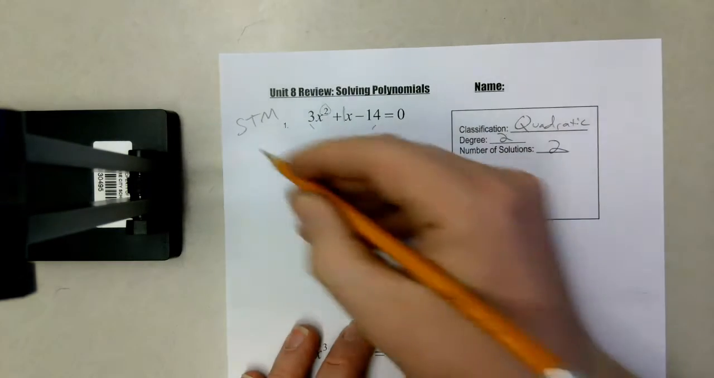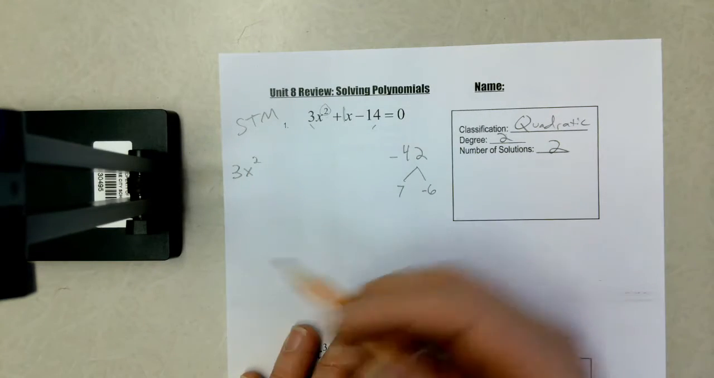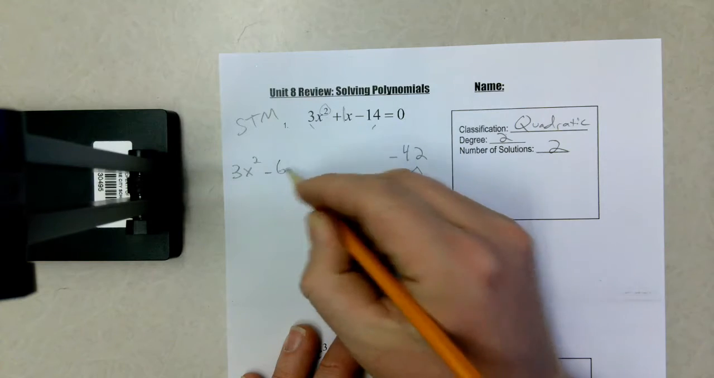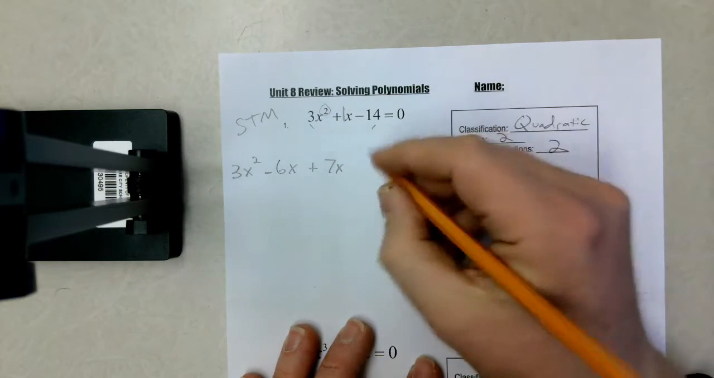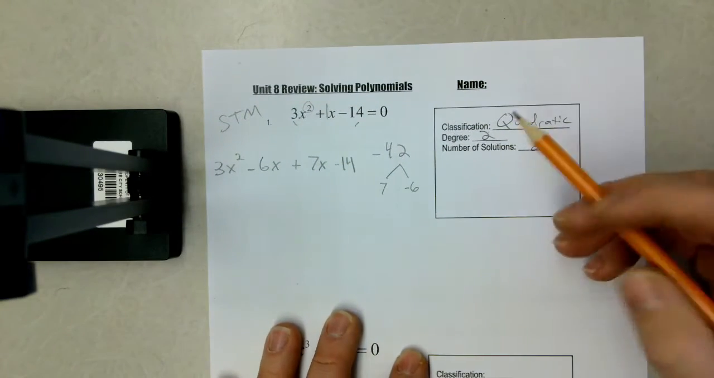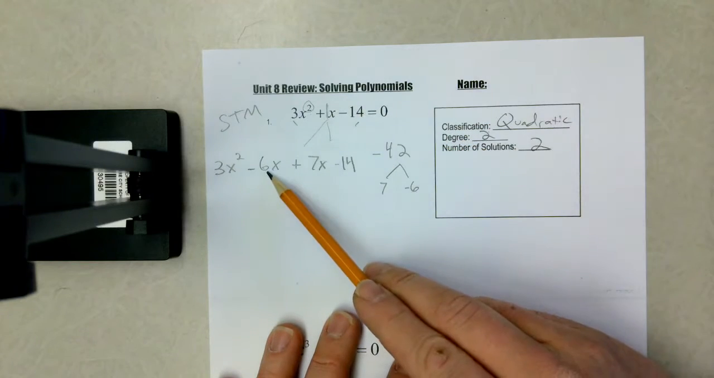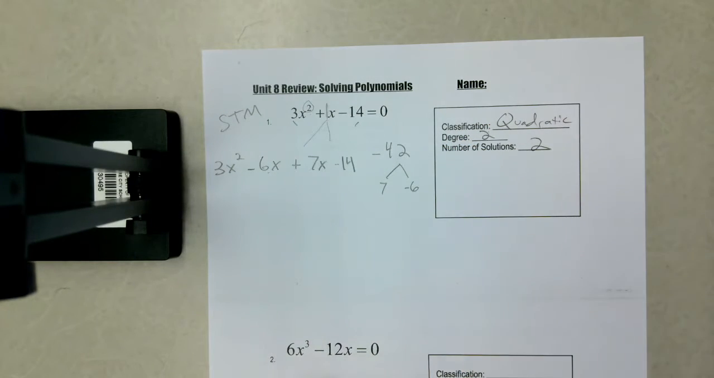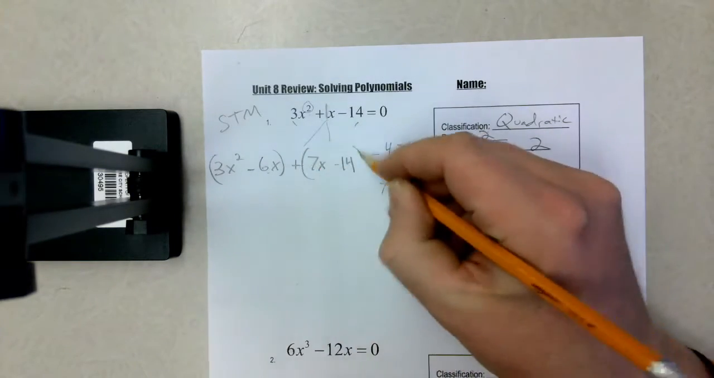All right, so then we split that middle, 3x squared, and it doesn't matter which one we use first. I'll just do negative 6x plus 7x minus 14. That's the point, splitting that middle, that positive 1x, into negative 6x and 7x. Once we do that, we just factor by grouping.